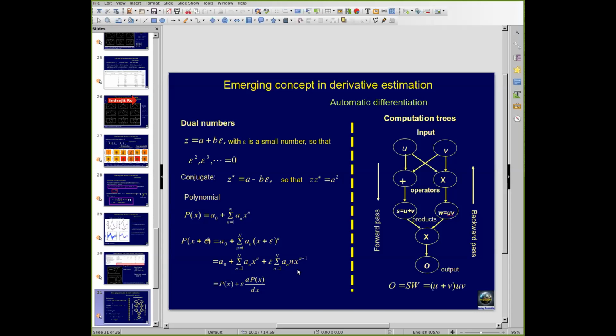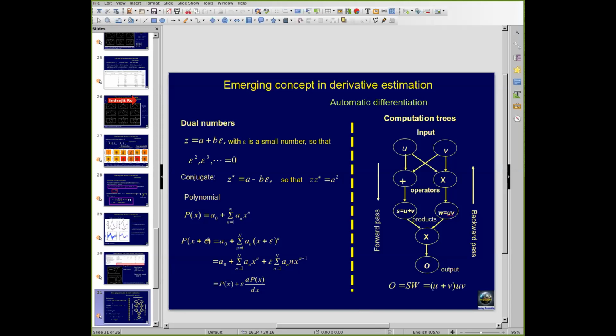So what are dual numbers? A dual number Z is like an imaginary number, where a is the real quantity, b is another quantity, and epsilon is a very small perturbation, in such a way that epsilon squared, epsilon cubed, and all higher order terms are 0. Then you make a conjugate, like with imaginary numbers. If you multiply this Z with the Z conjugate, then it becomes a squared.